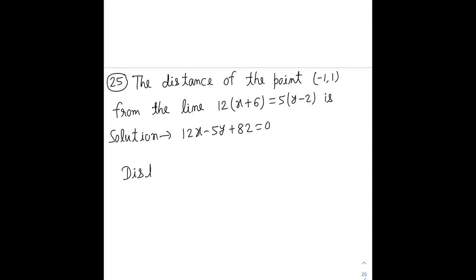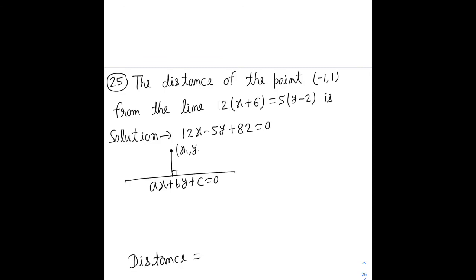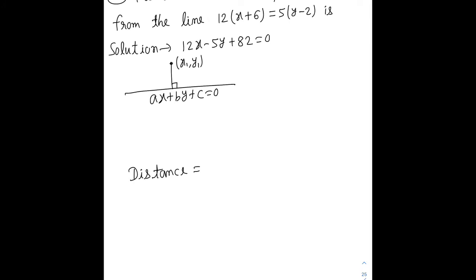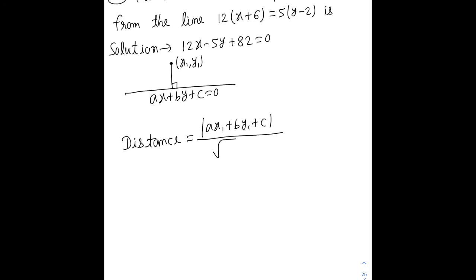So you know the formula for distance. You might have studied this formula: if there is a straight line ax plus by plus c equals 0, and you have to find the distance of this line from a point x1 comma y1, then this distance is nothing but mod of ax1 plus by1 plus c divided by root under a square plus b square.